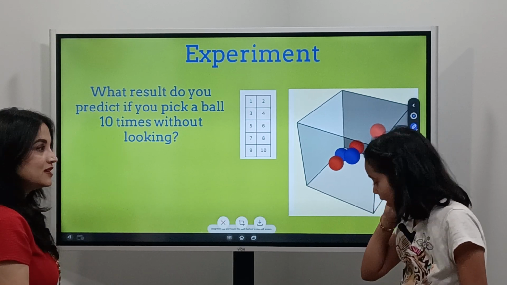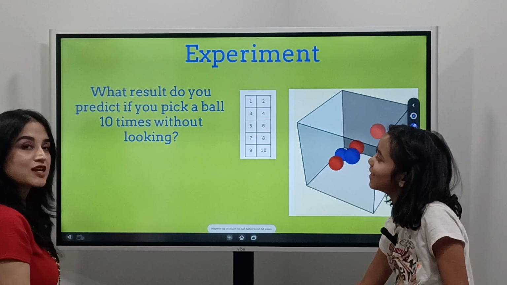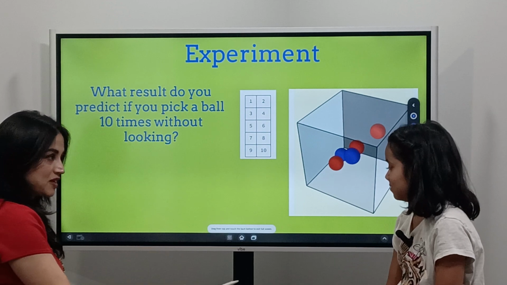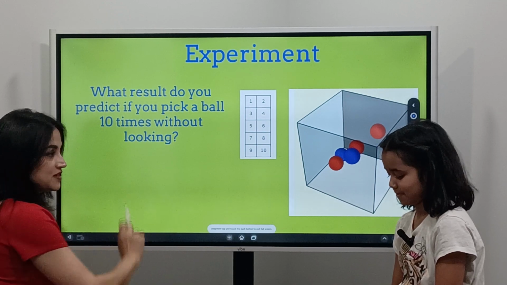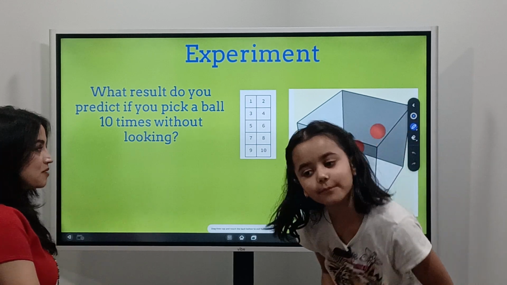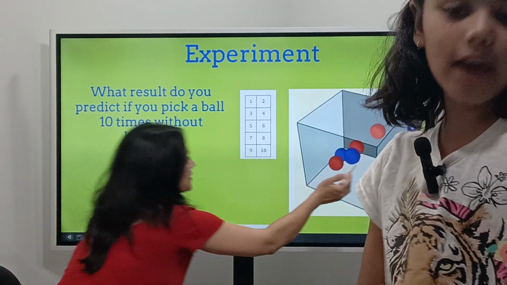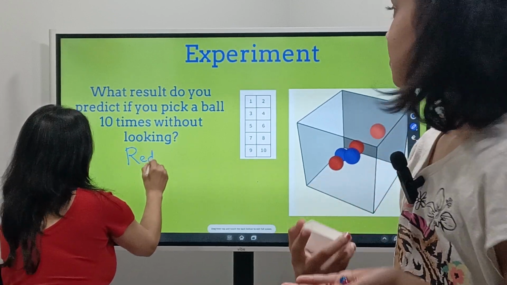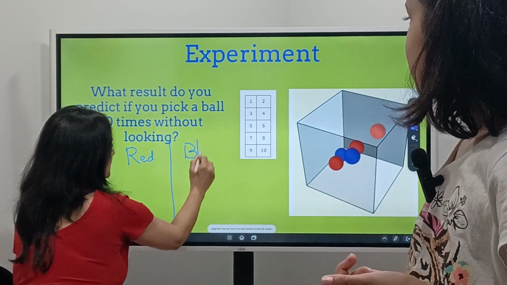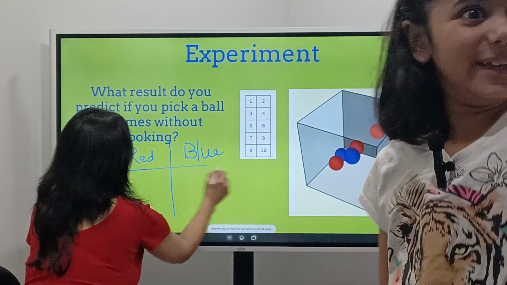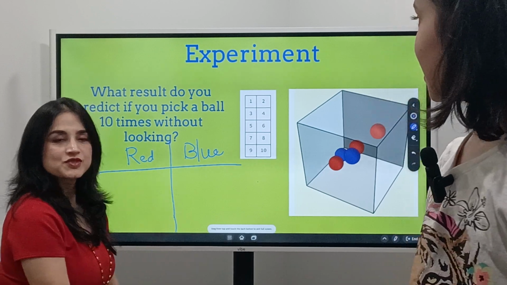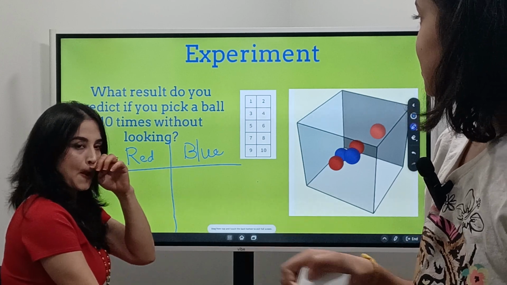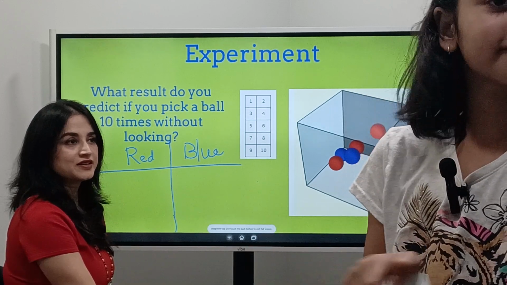Okay, so now we are going to do the experiment. Lina, you're going to show the camera and pick the marbles, and I'm going to cross it here. Can you go close to the camera, please? By the way, we didn't have marbles, we have beads. It's the same thing. So red and blue. Okay, ready? We're going to do 10 times, right? Yes, this is 10 times.